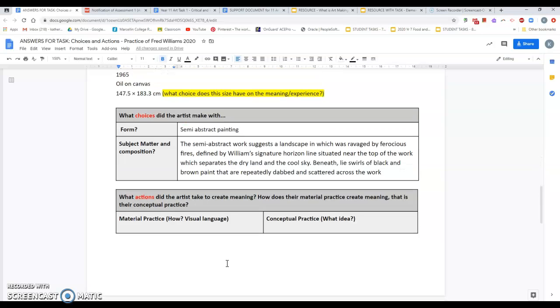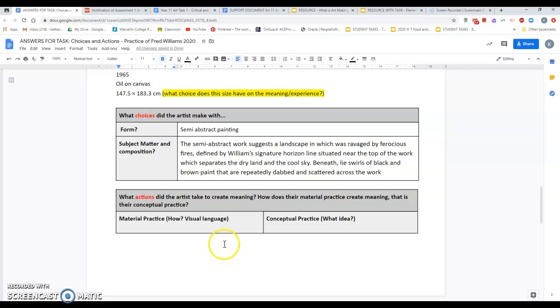Okay, so subject matter and composition. It suggests a landscape which was ravaged by ferocious fires, defined by Williams' signature horizon line situated near the top of the work, which separates the dry land and the cool sky. Beneath lie swirls of black and brown paint that are repeatedly dabbed and scattered across the work. That was describing the subject matter and composition. You can see I haven't jumped into meaning yet. I haven't jumped into the ideas.